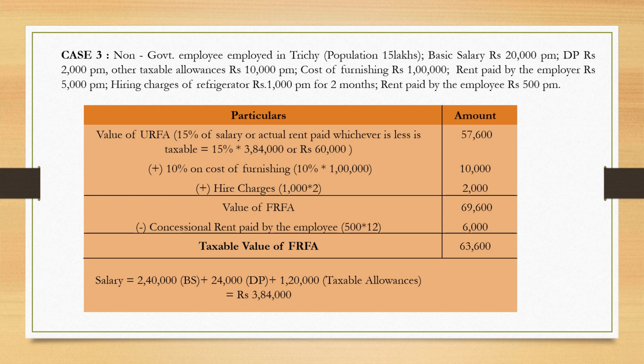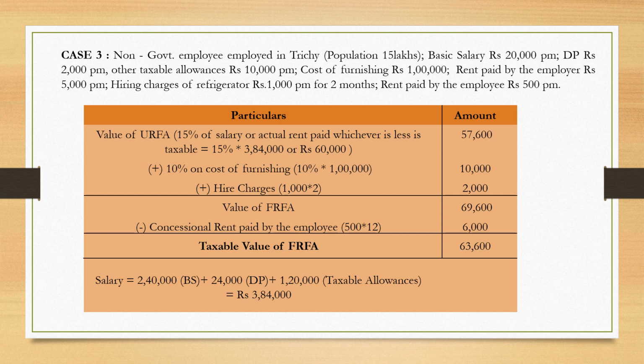Here, in this case, we need to understand that the house is a hired house. It is a rented house. It is not an owned house. Hence, the value of unfurnished rent-free house will be 15% of salary or actual rent paid, whichever is less. Here, 15% of salary is 57,600 and the actual rent paid is 60,000. So whichever is less, that is 57,600, will be the value of unfurnished rent-free accommodation.